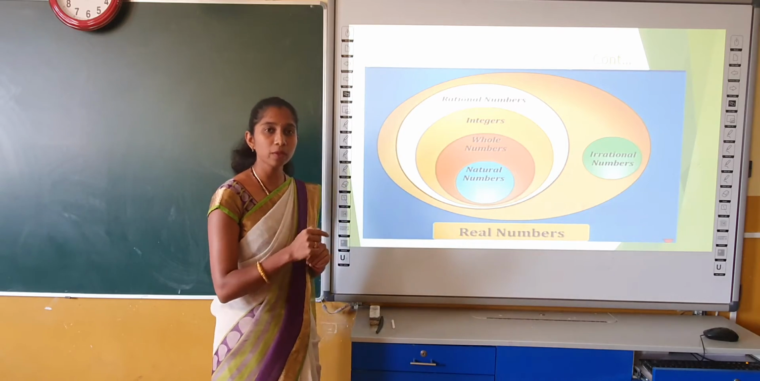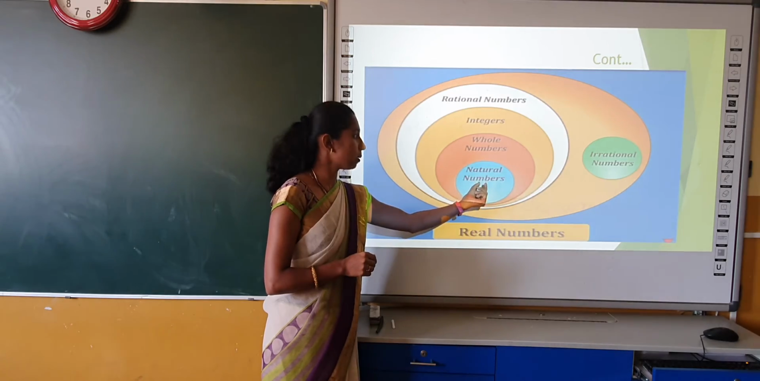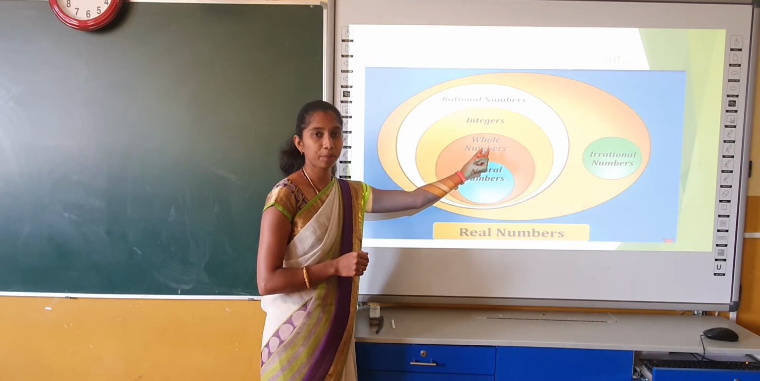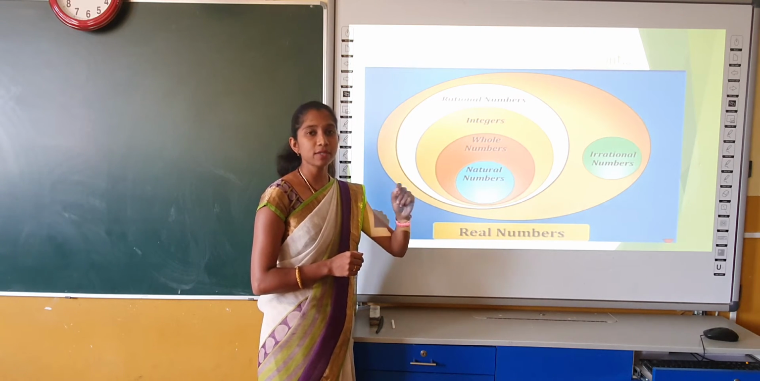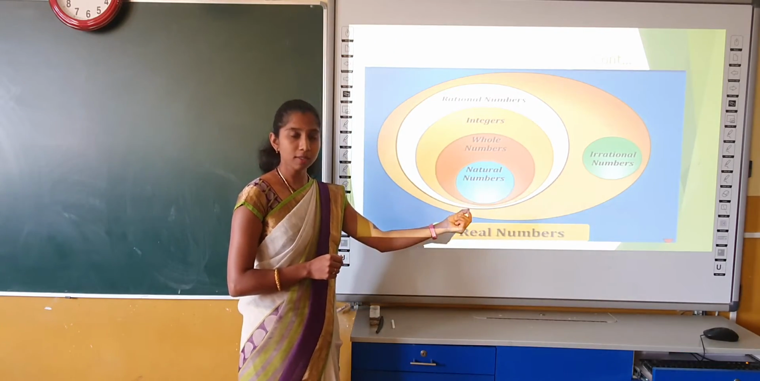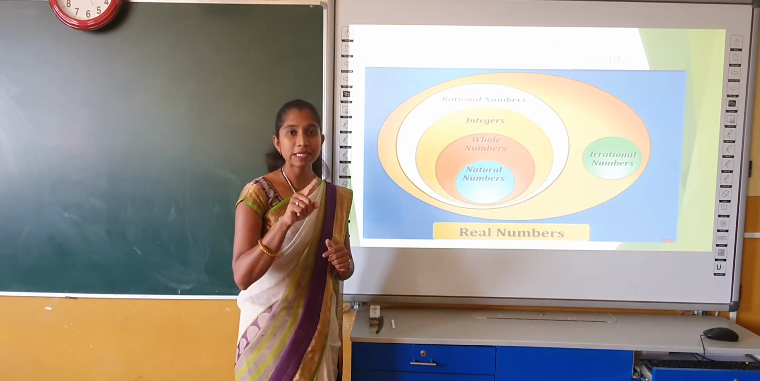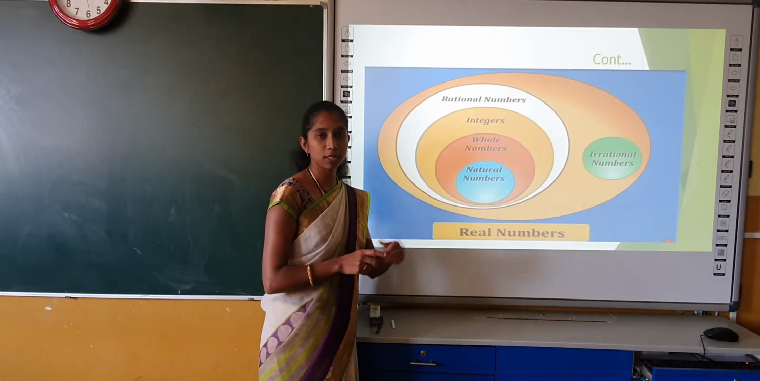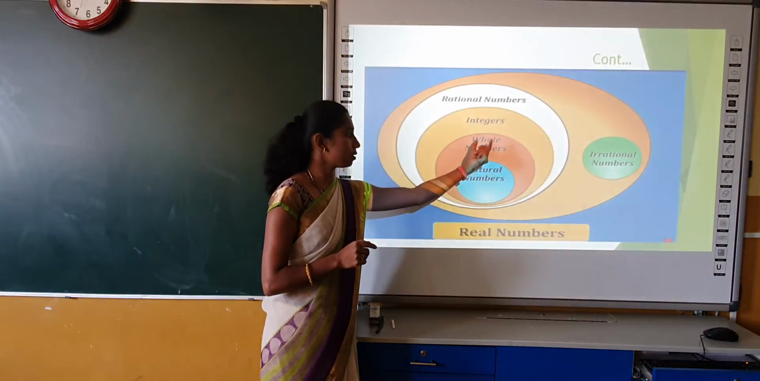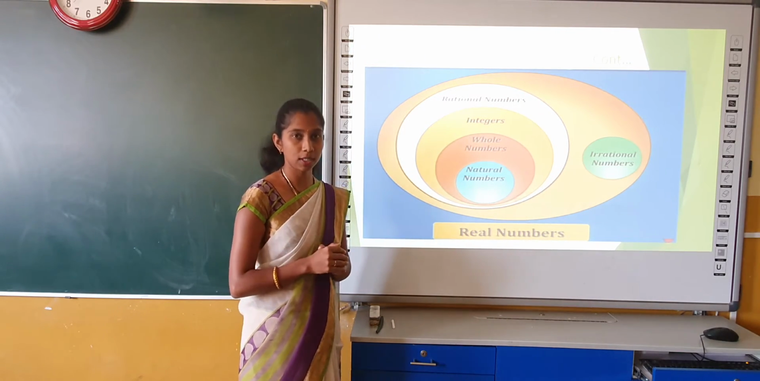So, I will include one sentence here. You have to understand that sentence. Every natural number is a whole number. That is the point we need to understand here. But the converse is not true. Every whole number is not a natural number because in whole numbers 0 is there, but 0 is not present in natural numbers. So every natural number is a whole number, but every whole number is not a natural number.